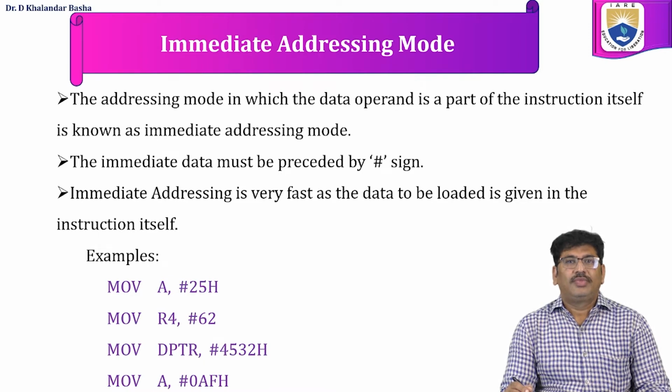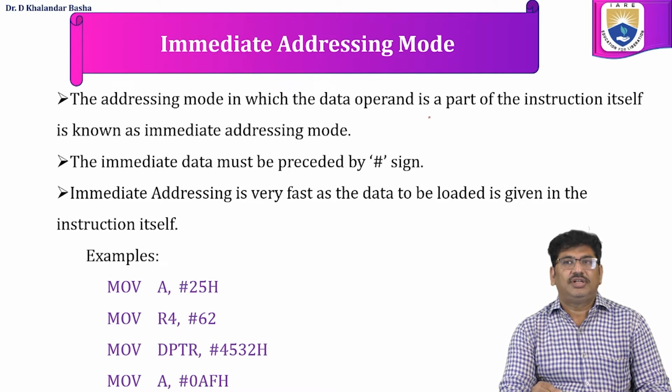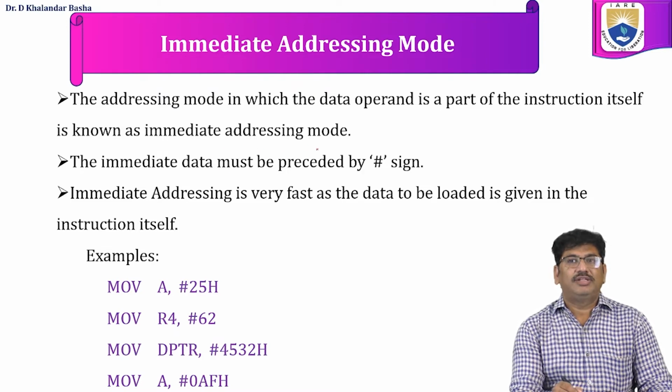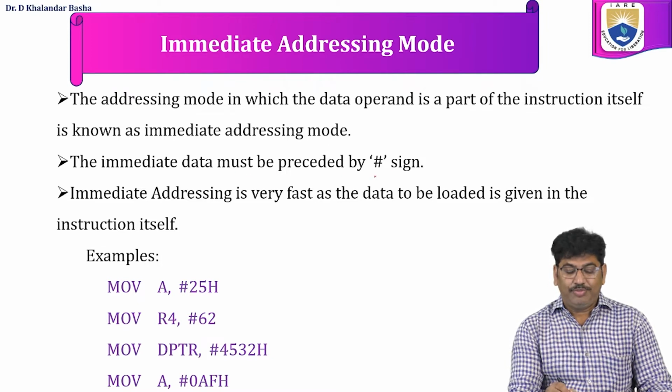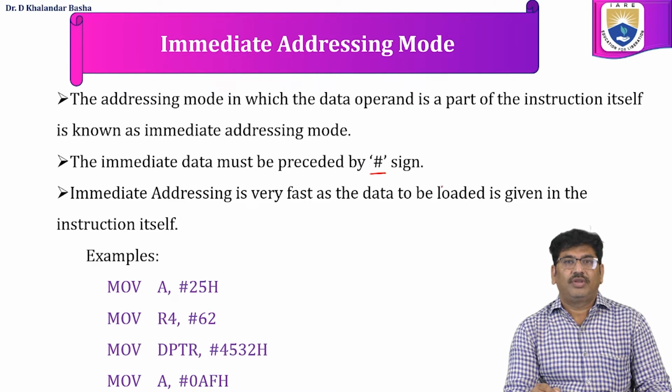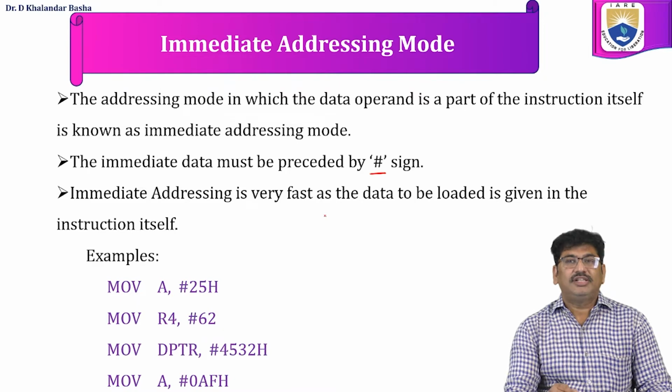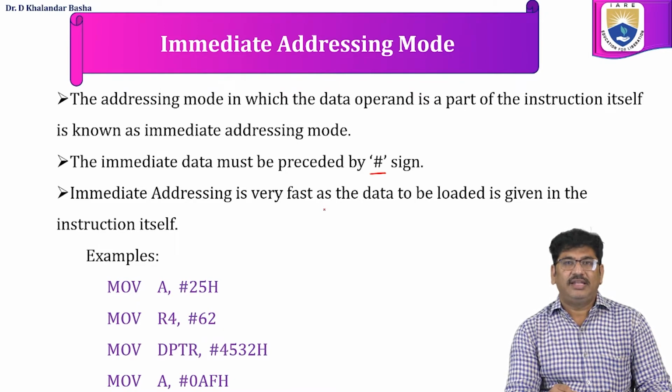Immediate addressing mode. The addressing mode in which the data operand is a part of the instruction itself is known as immediate addressing mode. The data should be present in the instruction for this addressing mode. The immediate data must be preceded by a sign, which is the hash operator, before the data. Immediate addressing mode is very fast as the data is given in the instruction itself.